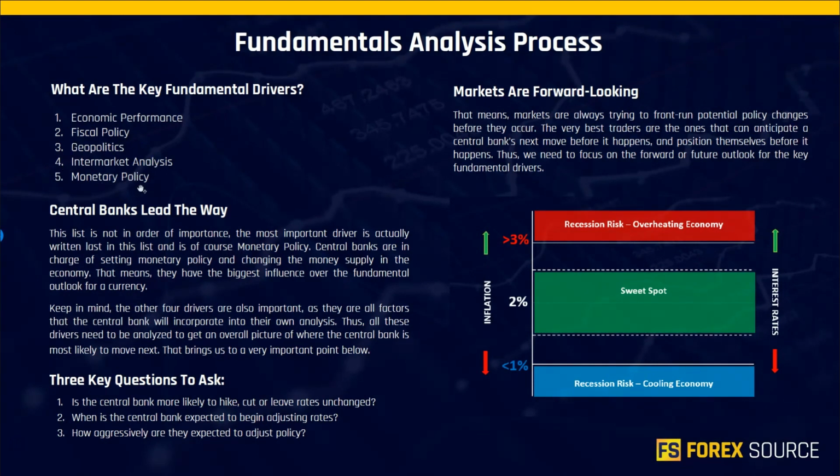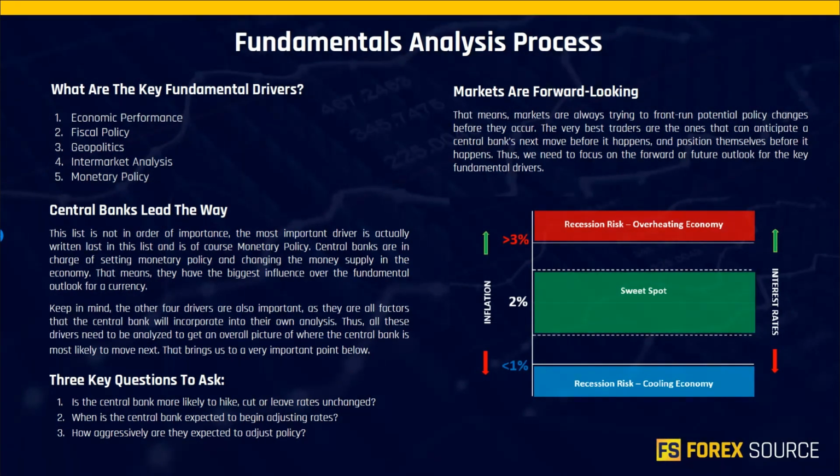Now, this list isn't written in order of importance. As the central bank actions or monetary policy is always the main driver of the currency, we need to evaluate the first four always in line with how that might affect monetary policy going forward. So looking at the first one, economic performance, that's always the best place to start. So what is the overall state of the economy?